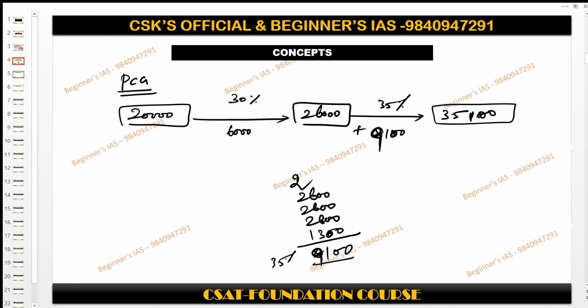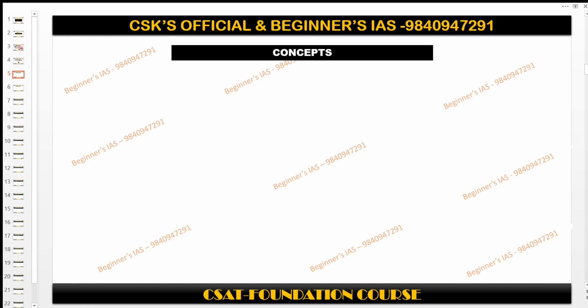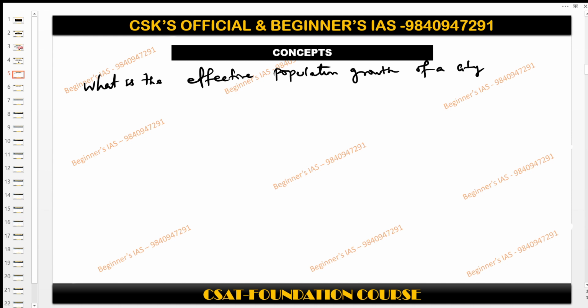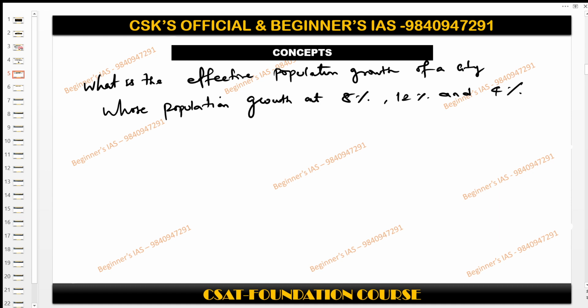Now I'll give you a question. You people try. So here, what is the effective population growth of a city whose population growth is at 8 percentage, 12 percentage, and 4 percentage in three consecutive years?